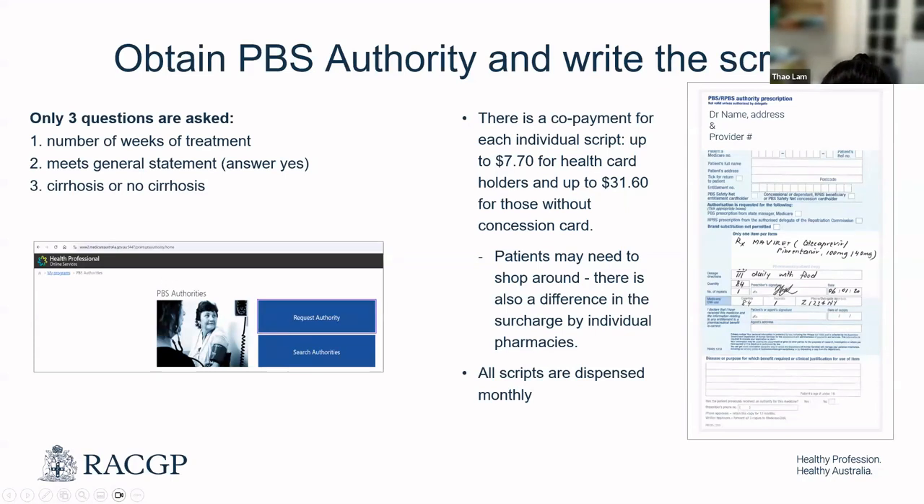How do you obtain the PBS authority to prescribe DAA? Very simple now, actually. It can be done through the PRODA portal, request authority. Only 3 questions are asked: the number of weeks of treatment, do you meet the statements? The answer is usually yes. Is there cirrhosis or no cirrhosis? There's really no need to provide information about genotype anymore.